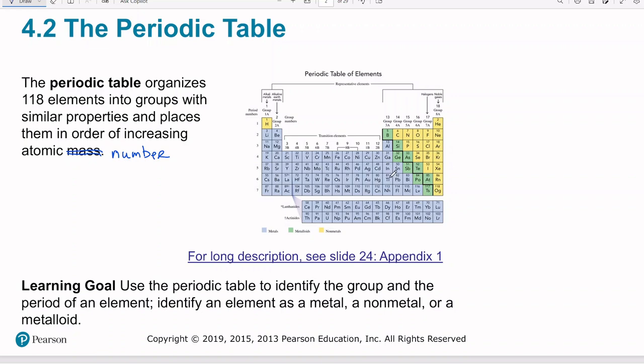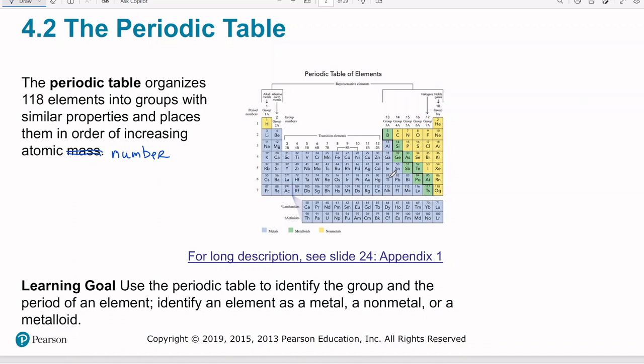The periodic table organizes its 118 elements into groups with similar properties and places them in order of increasing atomic number. The atomic number of the element is the number of protons in the nucleus of the atom.